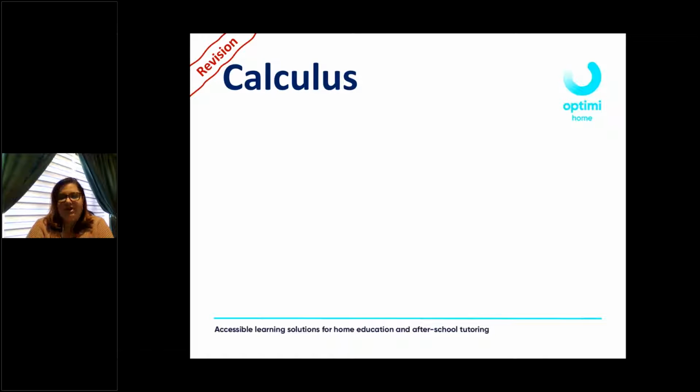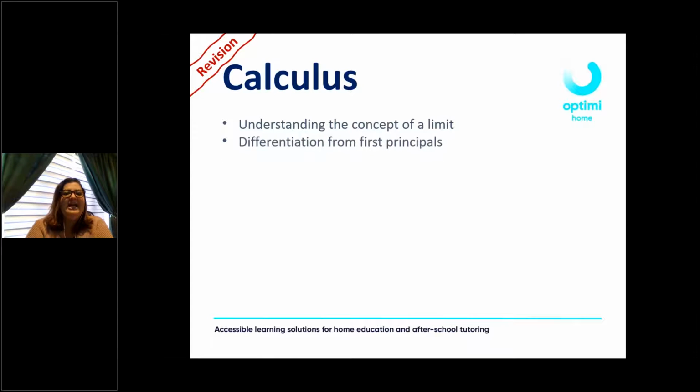So what should you know with calculus? So firstly, you need to understand the concept of limit. So you need to understand what is a limit. And you've done this in term one. Then you need to do differentiation from first principles, and they will clearly state that in the question. So derive the following from first principles. So those two words, first principles, is your clue as to what you should do.